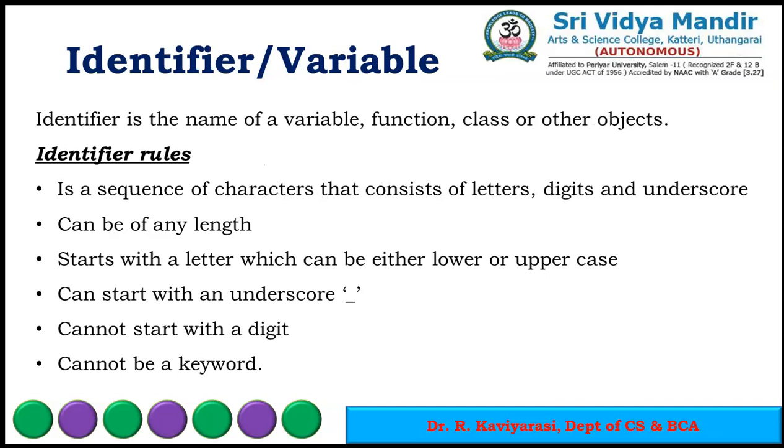The next type of token is identifier, which is also known as variables. Identifier is the name given for a variable, function, class or other objects.